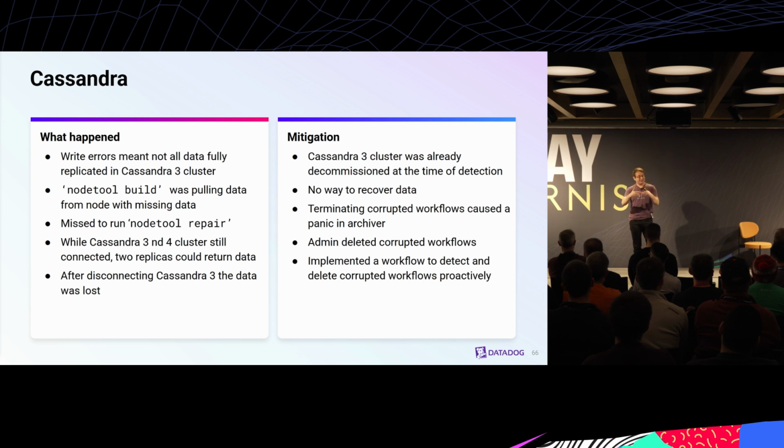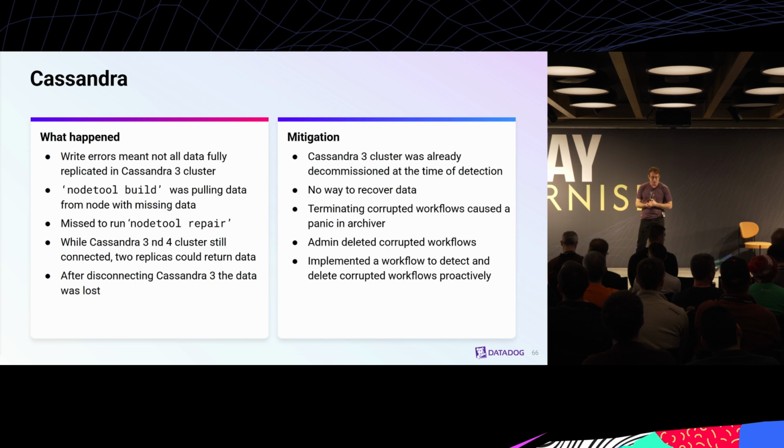While the clusters are still joined, all queries still work, because there's always quorum. There's still the Cassandra 3 nodes. There's 2 nodes which can respond to a query. The moment we disconnected the Cassandra 3 cluster, we basically lost data. What did we do? Unfortunately, the Cassandra 3 clusters were run purely in memory, so they were gone. We couldn't recover anything from there.